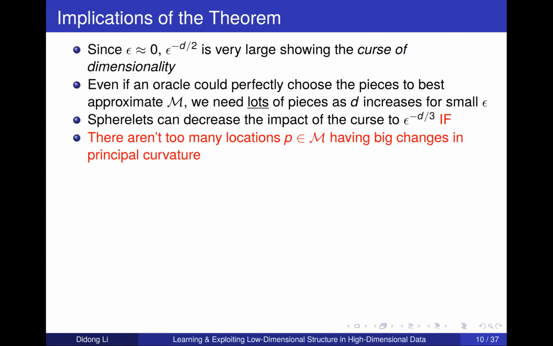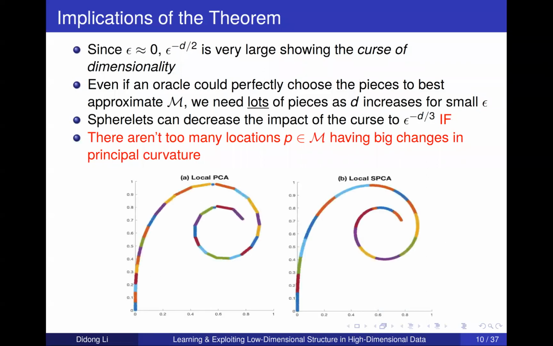And the geometric interpretation of alpha epsilon is that if there are many good points, I mean the change in the principal curvature is small, then we call it a good point, and this alpha epsilon will be close to 1. So I will skip the technical detail, but here's a figure showing how local spherelets works.